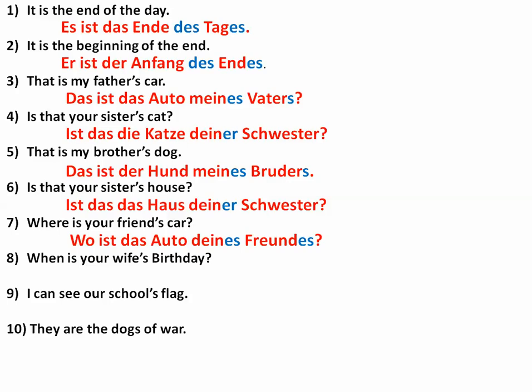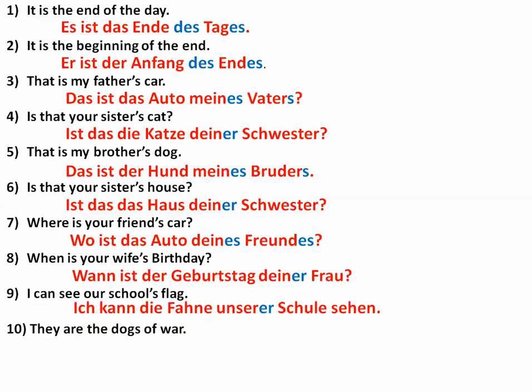When is your wife's birthday? Wann ist der Geburtstag deiner Frau? So die Frau, der, no ending because it's originally feminine. Ich kann die Fahne unserer Schule sehen. So you have the possessive pronoun unser. Die Schule would change to der, so we added an extra er onto unser: unserer Schule.